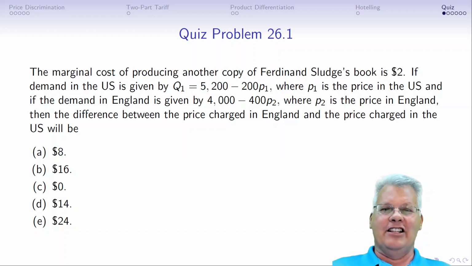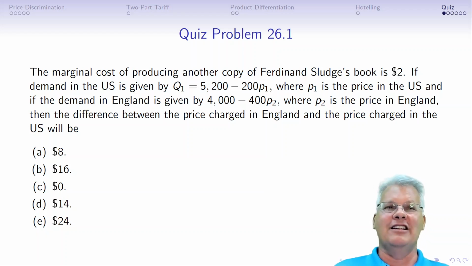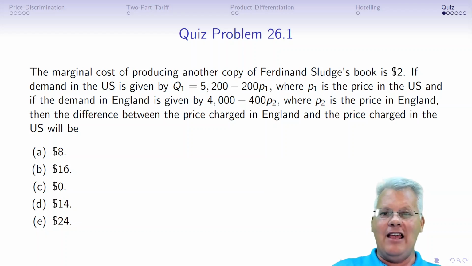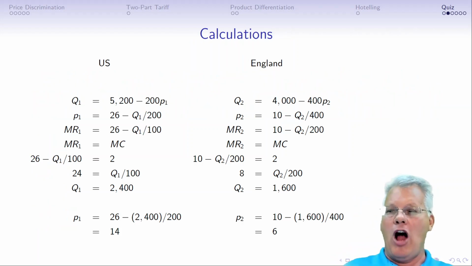First one, Ferdinand Sludge has this book that costs $2. So the marginal cost is $2 for printing an additional copy. And we have two markets, the US and England, and suppose that they're separable. So what Sludge should do is treat the US and England as separate monopoly markets, charge the monopoly price in each, and the question asks, what is the difference between the price charged in England and the US? And we just treat each one like it's a good old-fashioned monopoly.